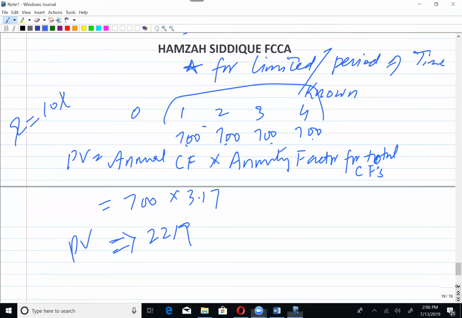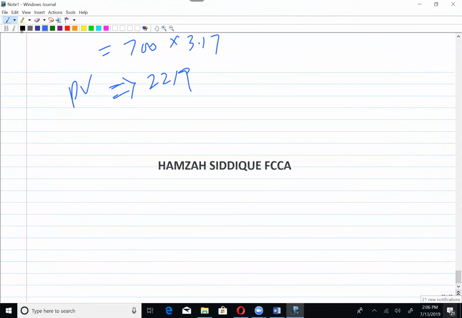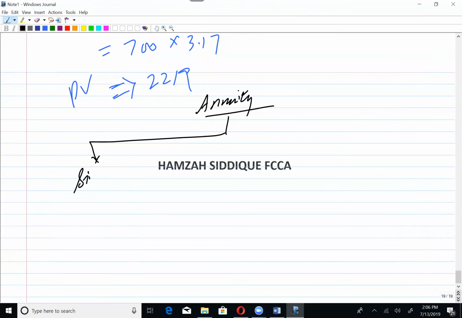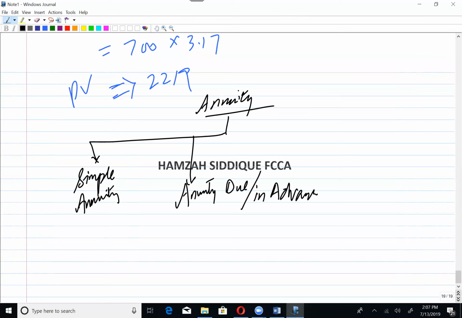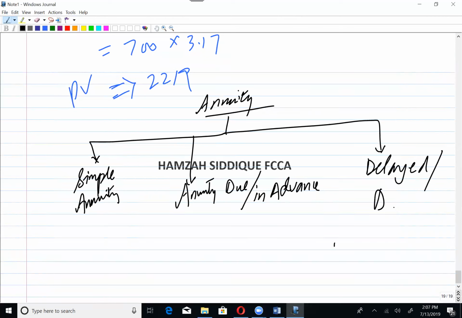Students, NOT is of three types. Simple NOT. NOT due or in advance. Or delayed or deferred NOT.